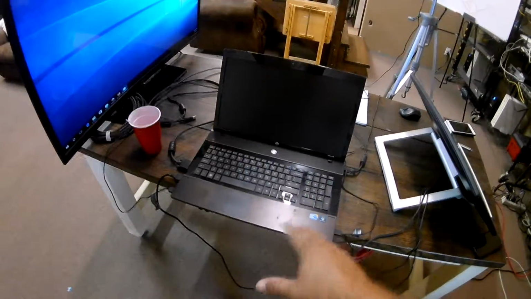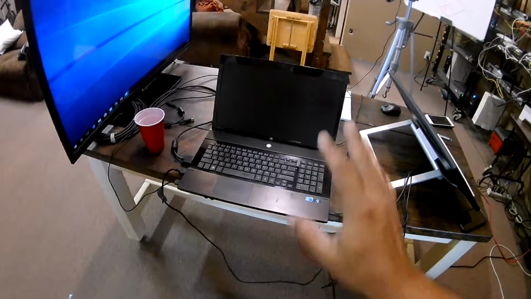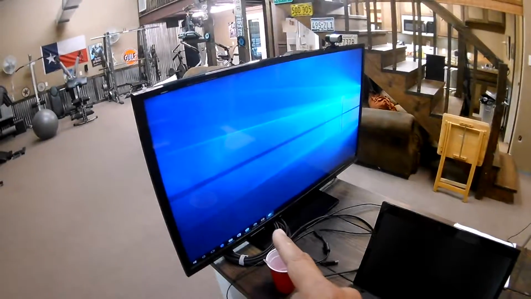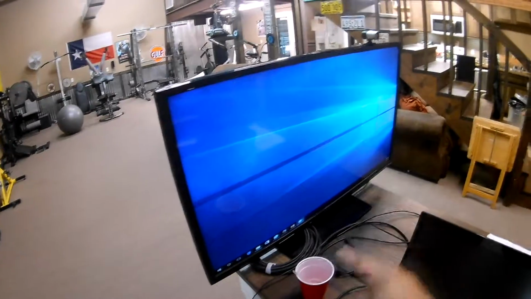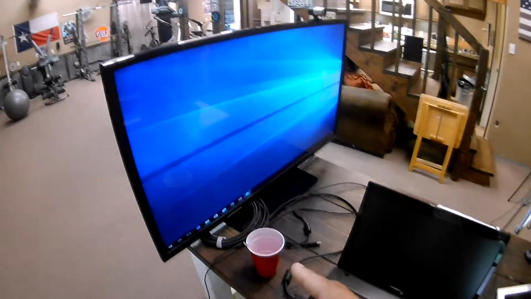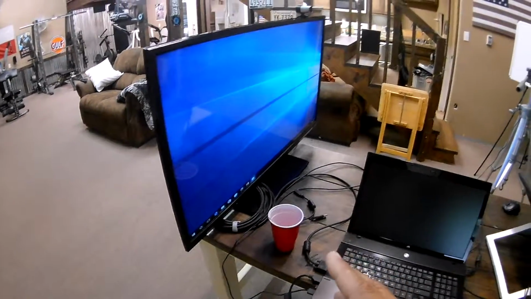It's like a 2nd gen i7, so it's not super fancy or anything, and this is all it does. And what I have connected to it is one monitor over there. It's actually a cheap TV. I think it's a 32-inch or something like that. Got it on Amazon, probably $100. It was maybe $120 or something like that.